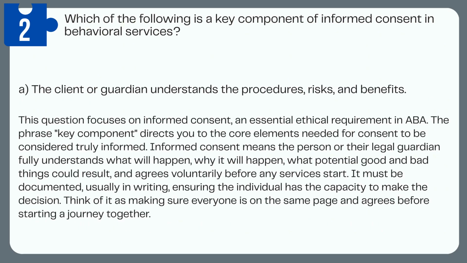Answer: A. The client or guardian understands the procedures, risks, and benefits. This question focuses on informed consent, an essential ethical requirement in ABA. The phrase key component directs you to the core elements needed for consent to be considered truly informed. Informed consent means the person or their legal guardian fully understands what will happen, why it will happen, what potential good and bad things could result, and agrees voluntarily before any services start. It must be documented, usually in writing, ensuring the individual has the capacity to make the decision. Think of it as making sure everyone is on the same page and agrees before starting a journey together.